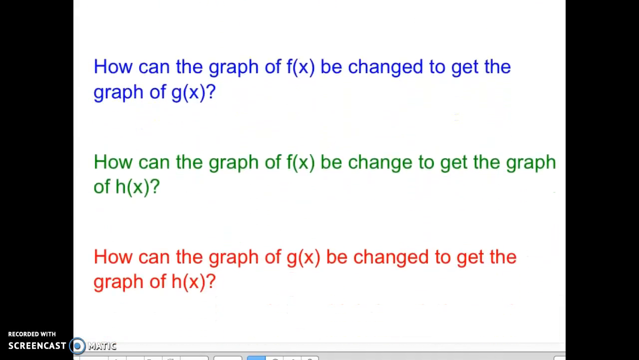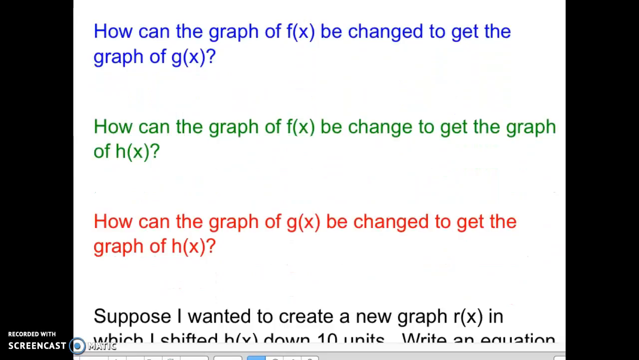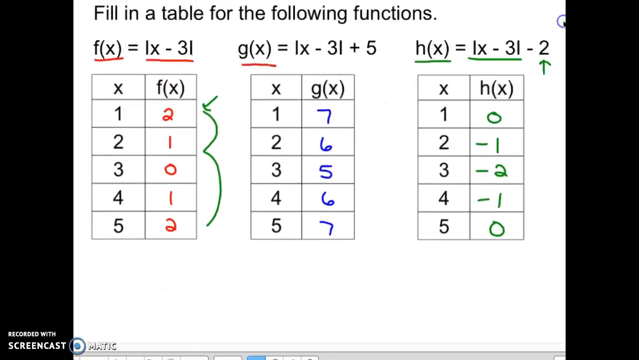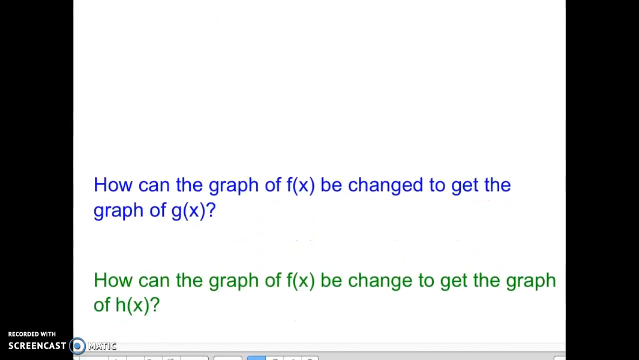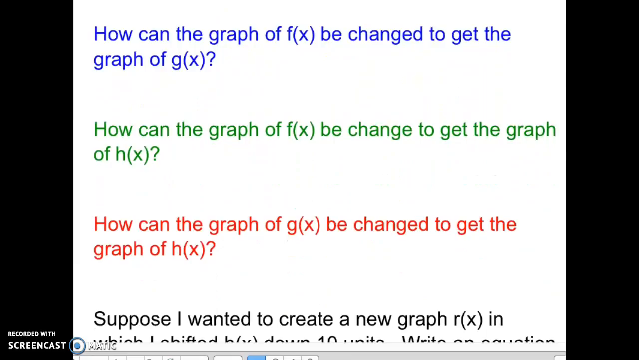Okay, first of all, number 1, it says, how can the graph of f of x be changed to get the graph of g of x? Well, if you look up here, what I ended up doing to go from f of x to g of x is I added 5 on the end. So your answer should be you had a vertical shift up 5 units. Okay, you took the graph of f of x, and you had a vertical shift up 5 units. Okay, and that went from f of x to g of x.